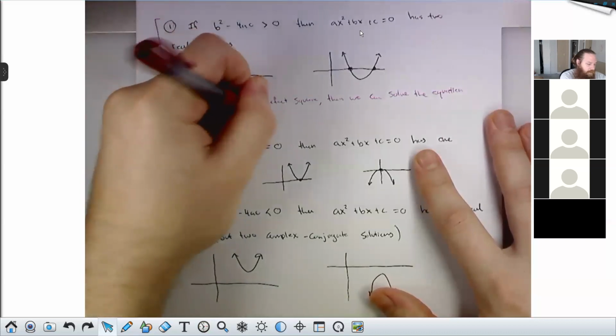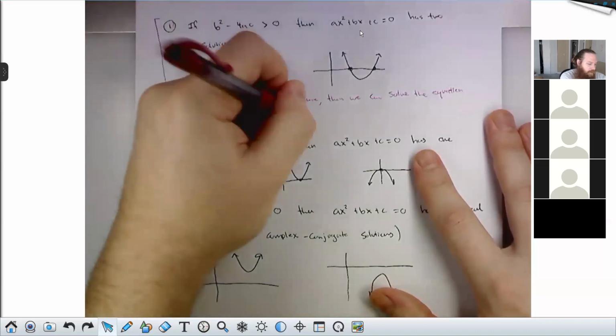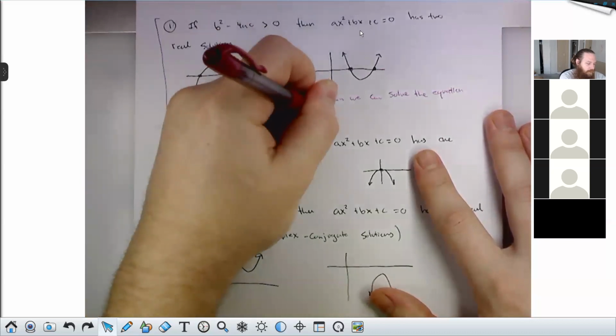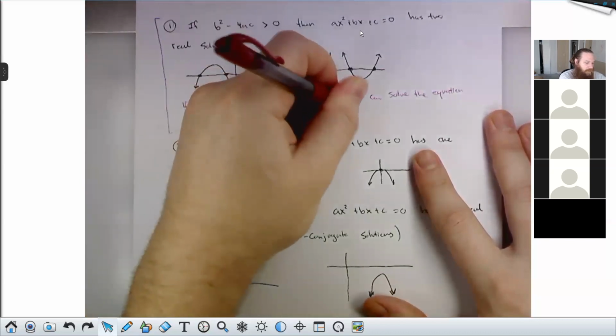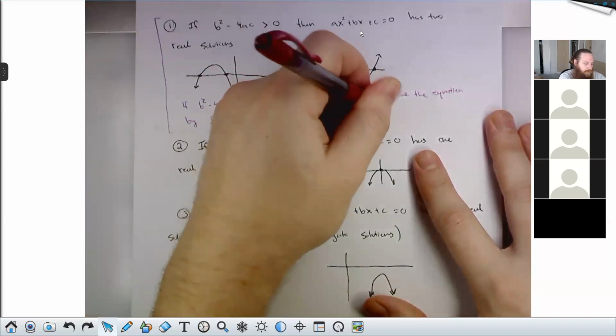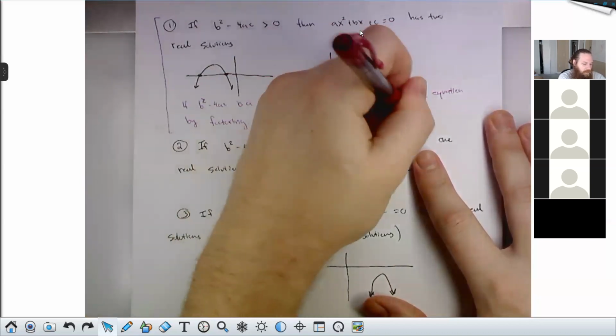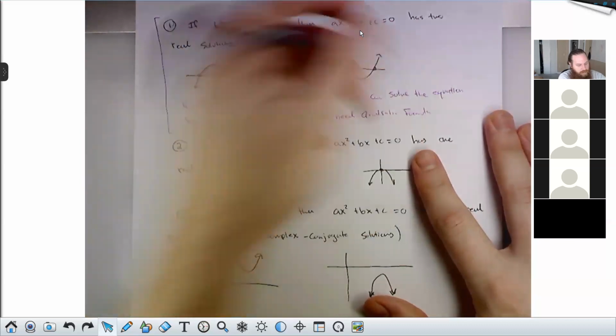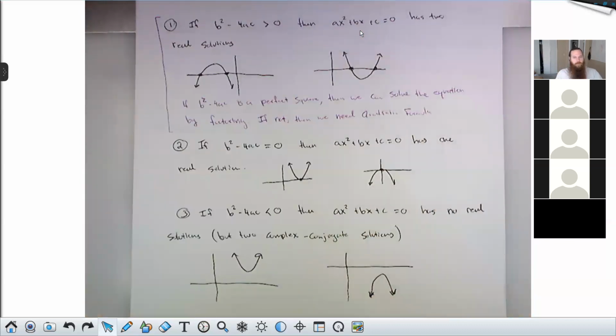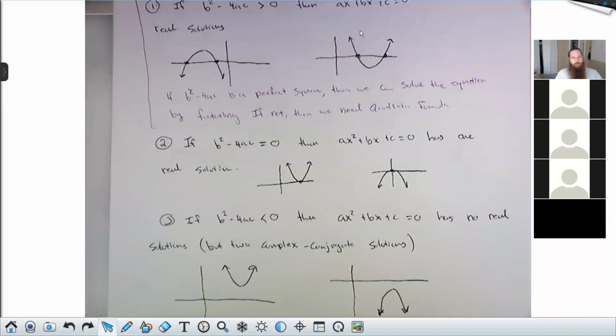If it's not, then we need the quadratic formula, which is the next thing I'm going to show you. I'd encourage you to make a note here. If the discriminant is a perfect square, then you can always factor the corresponding quadratic to solve the equation. But if the discriminant is not a perfect square, then you're going to need the quadratic formula.